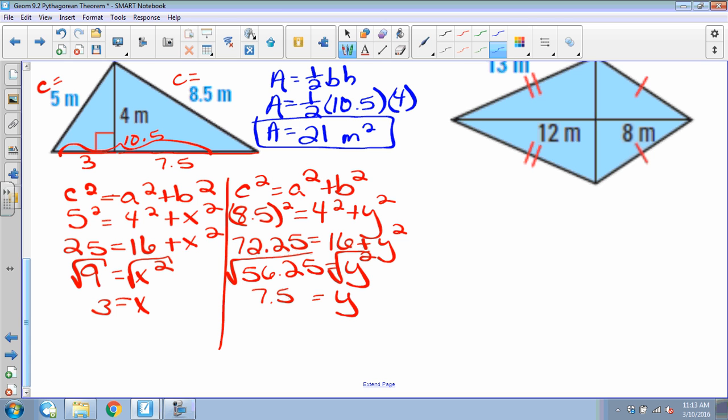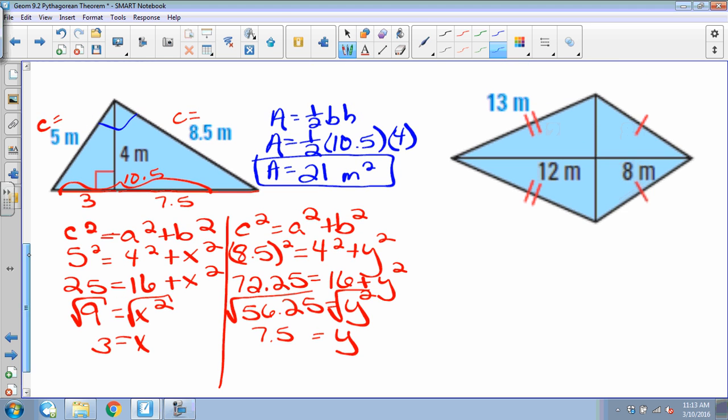Okay? Now, if it had told us, if it did this, then that's how you would find that base. But it doesn't do that. So we cannot use Pythagorean theorem on the big triangle. Okay?